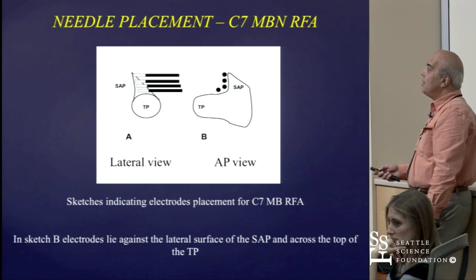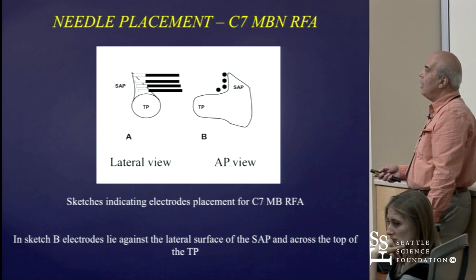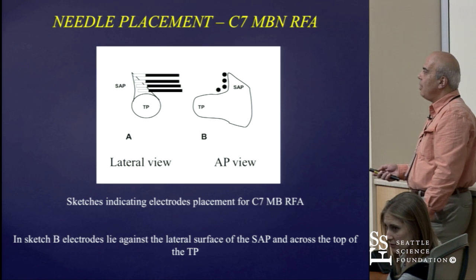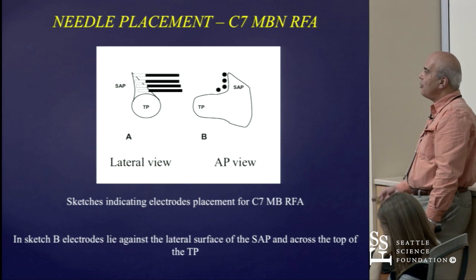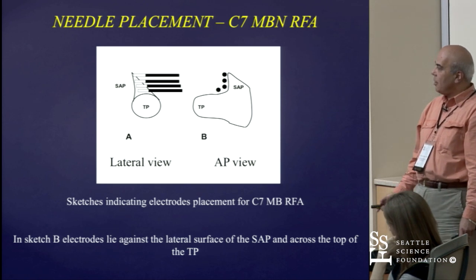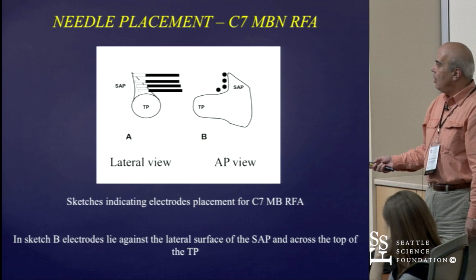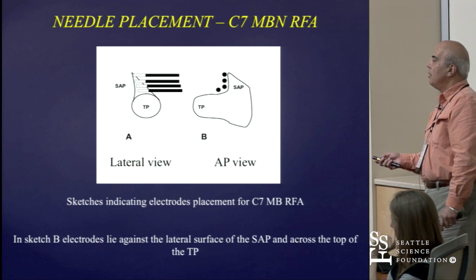You have already seen this cartoon. These are sketches that indicate the placement of the electrodes for the C7 medial branch radiofrequency ablation. In sketch B, you see that the electrodes lie against the lateral surface of the superior articular process and across the top of the transverse process of the C7 vertebra.